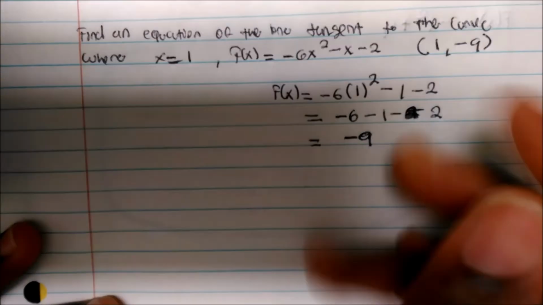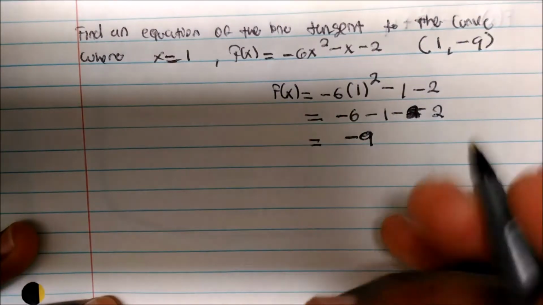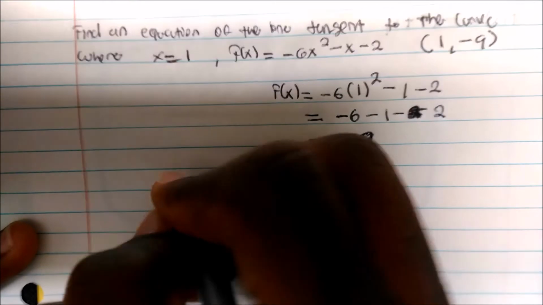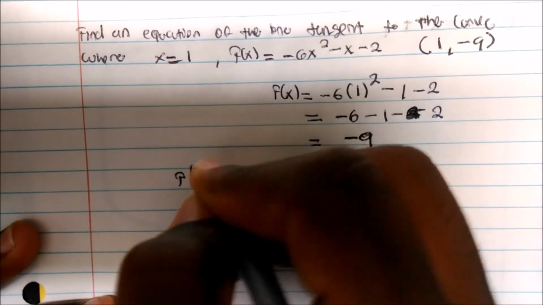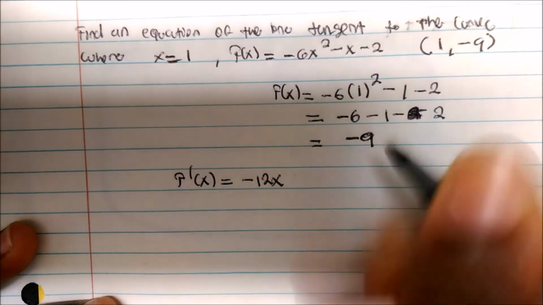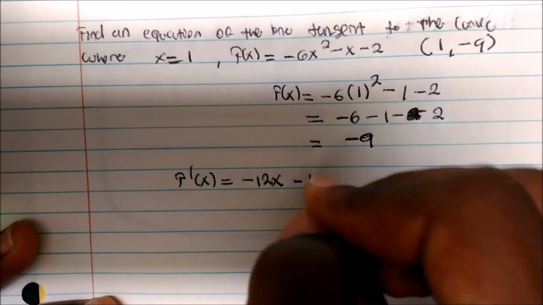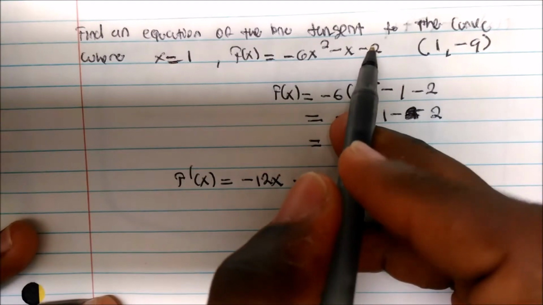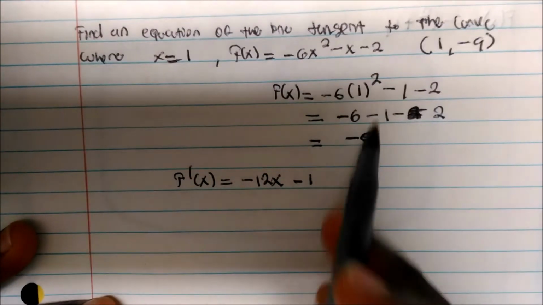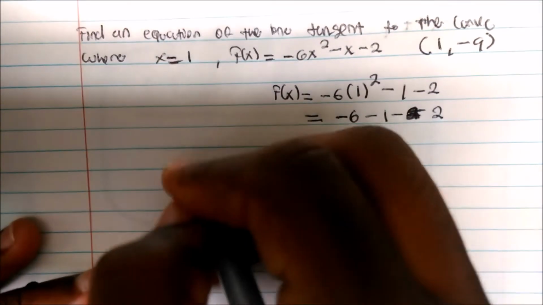For the slope, you can use derivative shortcuts by taking the first derivative of the function. So f prime of x is equal to negative 12x, right? Because I just bring down that 2. Minus 1, since the derivative of x is just 1, and we keep the minus sign. The derivative of a constant is just 0. So this is my derivative.